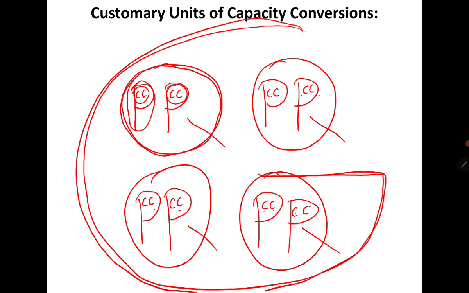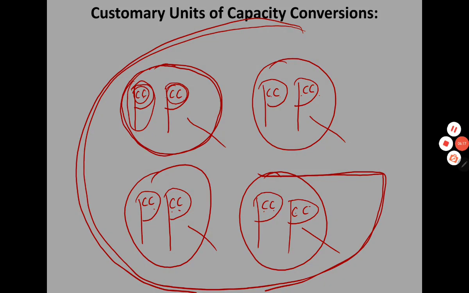So that takes care of helping you to remember several of those conversions that you'll have to memorize. So if you can remember the big G, 4 Qs, 2 Ps in each Q, 2 Cs in each P, that'll help you remember a lot of those conversions.